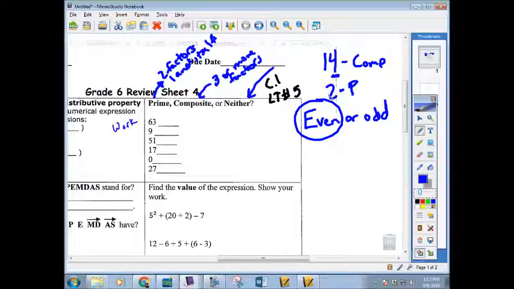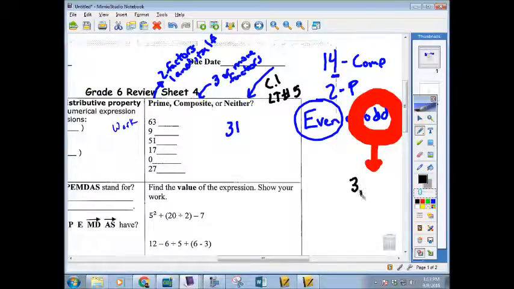Every even number after this has to be divisible by 2. So let's say I made up one like 31. I'll do this in a different color. We would say, okay, that's odd. And because it's odd, we know that we are going to have to check 3, 5, and 7. We're going to see if any of these 3 numbers divides that number evenly using our divisibility rules.